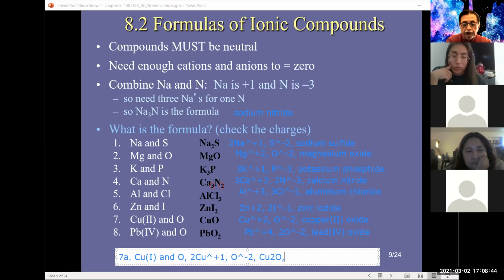And so the name will be copper 1 oxide. Totally different compound than number 7 that we did the first one. That's copper 2 oxide. The copper 1 ion, the copper 2 ion, totally different. One is a nice blue color solution if you put it in water. The other is a green solution.